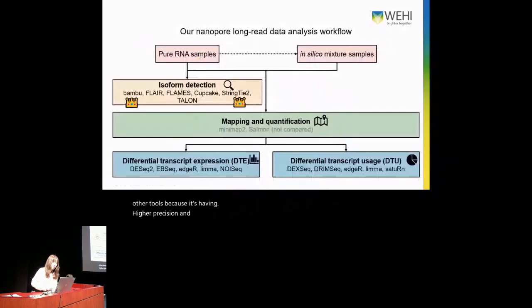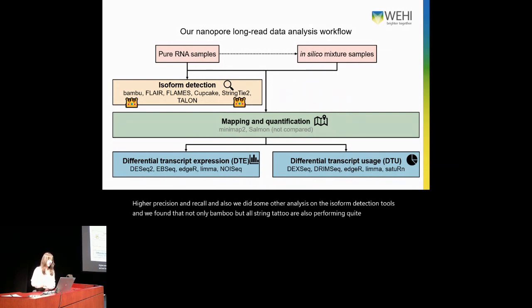And we also did some other analysis on the isoform detection tools, and we found that not only Bambu, but also StringTie2 are performing quite well. So we believe these 2 tools are outperforming the other isoform detection tools.